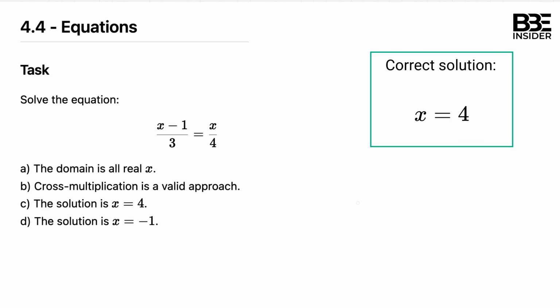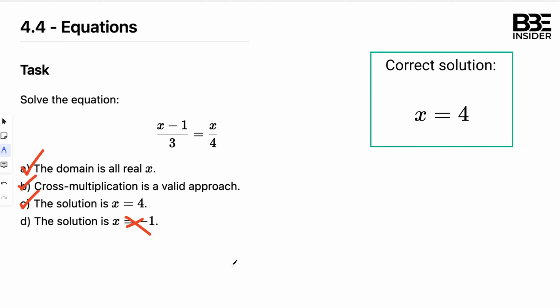Hooray! Jumping back to the statements we had to assess, we can conclude that the domain covers all real x. As we talked about before, because x is not in the denominator, we include 0 as well. This one is true. The next one is also true. As you saw, we used cross multiplication. We multiplied 3 with x and 4 with x minus 1. The final solution is x equals 4, and the last statement is false.